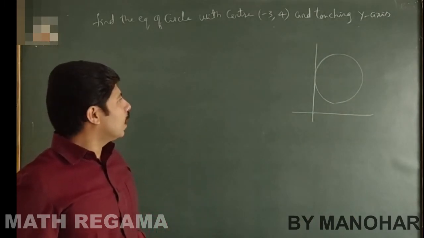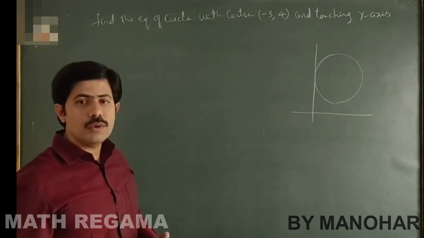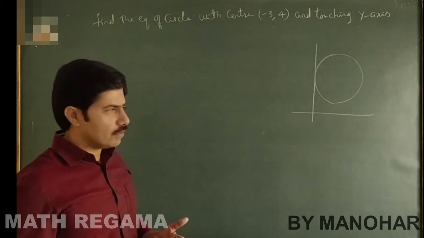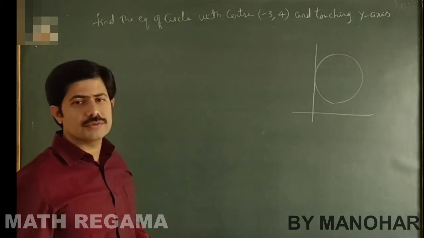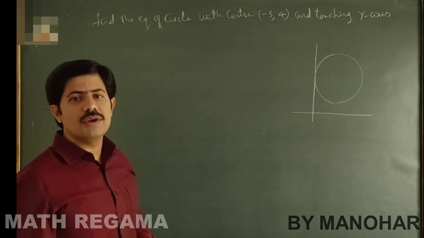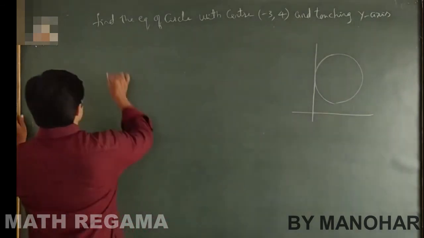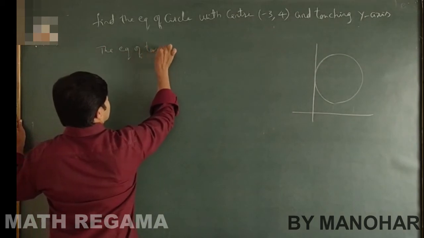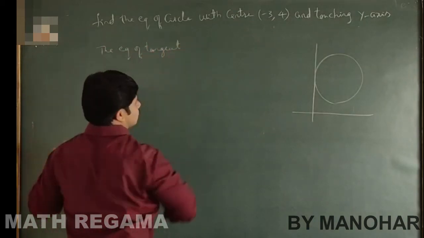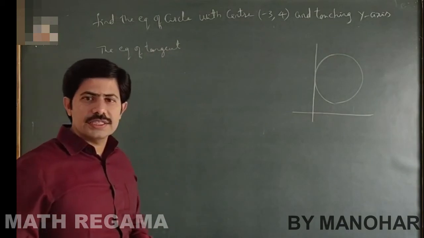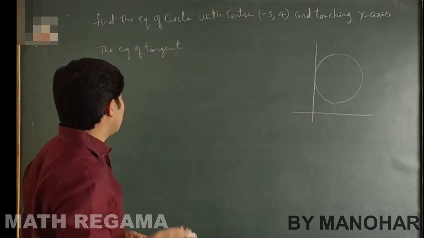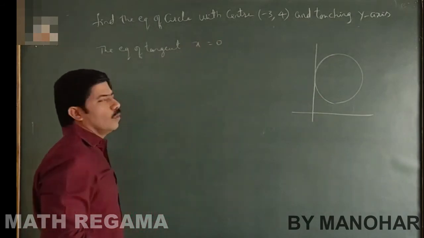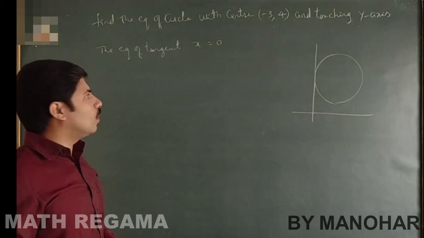Okay. So now here we need the equation of the y axis. We already know the equation of the y axis. What is the equation of the y axis? x is equal to 0. So the equation of the tangent, which touches the y axis, I will write as x is equal to 0.